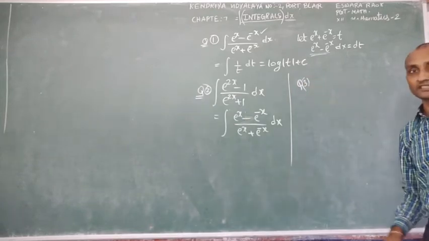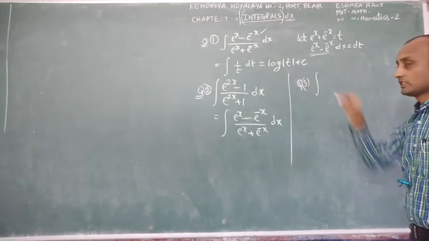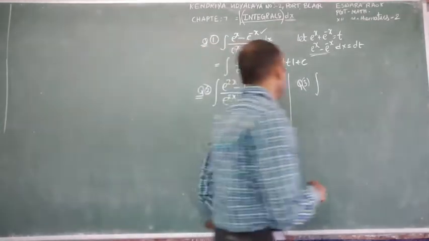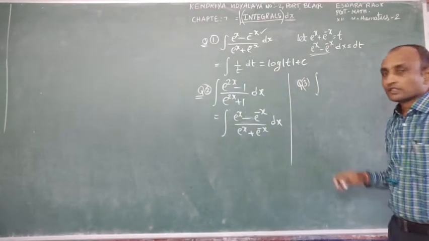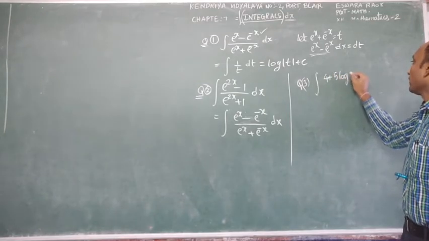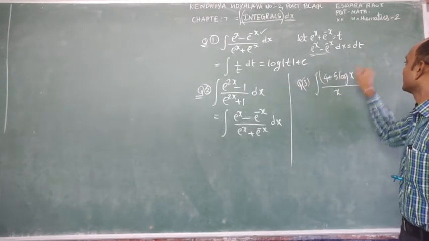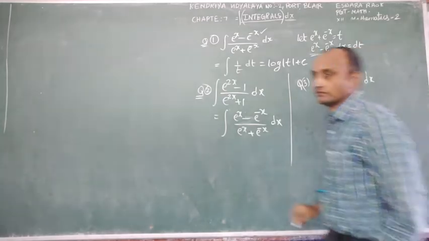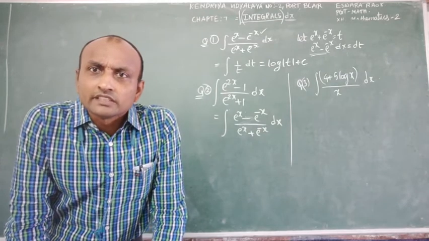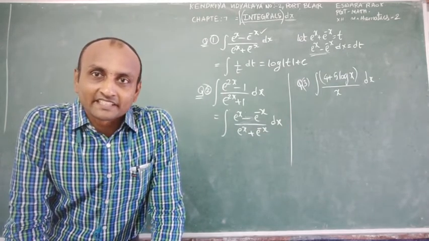Now the question is question number 3, look at it very carefully. Integration of, these two questions we have to take the denominator as t. Now see this question: 4 plus 5 log x divided by x into dx. It is 4 plus 5 log x divided by x into dx. What must be taken as t?